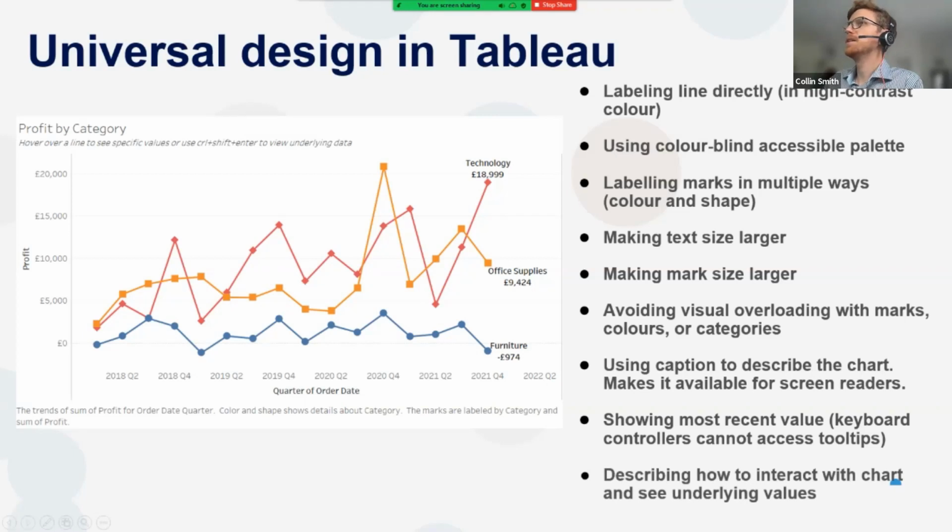And then I've also, in the title, described how to interact with the chart and see the underlying values. So you can hover over a line to see specific values or use Control-Shift-Enter to view the underlying data. So 2 different ways to see those values, not just assuming that everybody can see those tooltips. So not all of these elements will be possible with all charts, but the more universally you can make your design, the more people will be able to access and understand it.